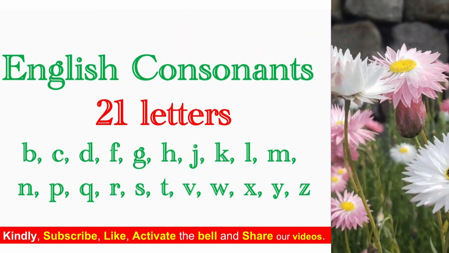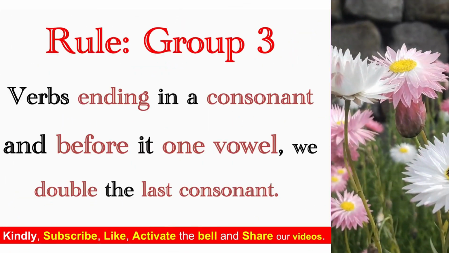So let's go to the rule number group 3. So rule group 3, verbs ending in a consonant. So the consonants are B, C, D, etc. to Z. So if we have a verb that ends with these letters and before it there is one vowel, we double the last consonant.